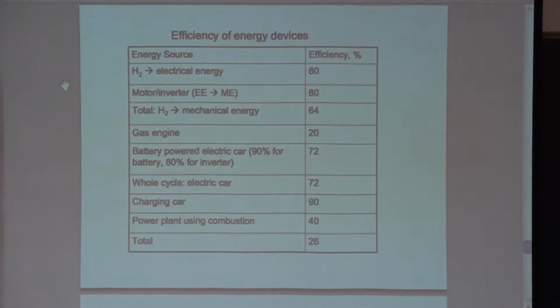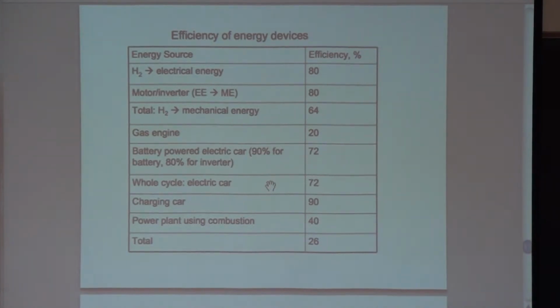Here's some information on the efficiency of energy devices. When H2 gas is converted to electrical energy, for example in a fuel cell, the efficiency is 80%. If it's used in a car, the electrical energy has to be converted to mechanical energy, so the motor inverter efficiency is 80%. The total energy converting H2 to mechanical energy is 0.8 times 0.8, which equals 0.64 or 64%. The gas engine efficiency is about 20%. For a battery-powered electric car, the efficiency is 90% for the battery and 80% for the inverter, so 0.9 times 0.8 is 0.72 or 72%.